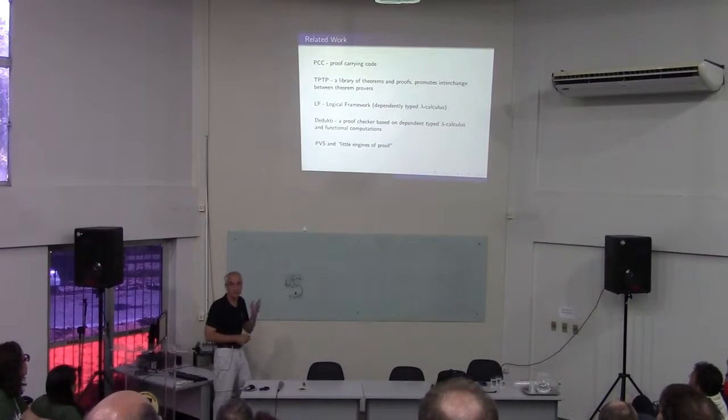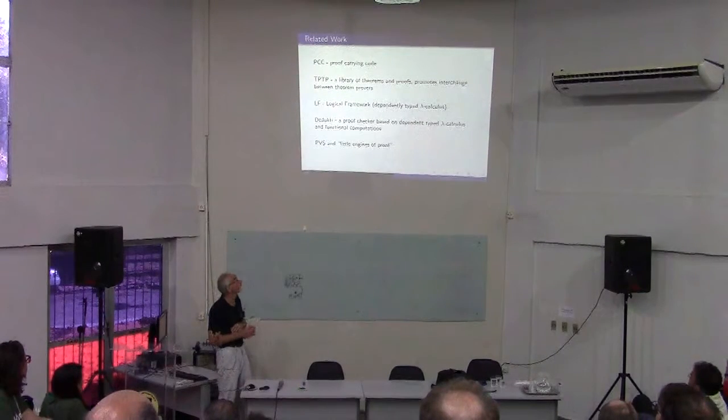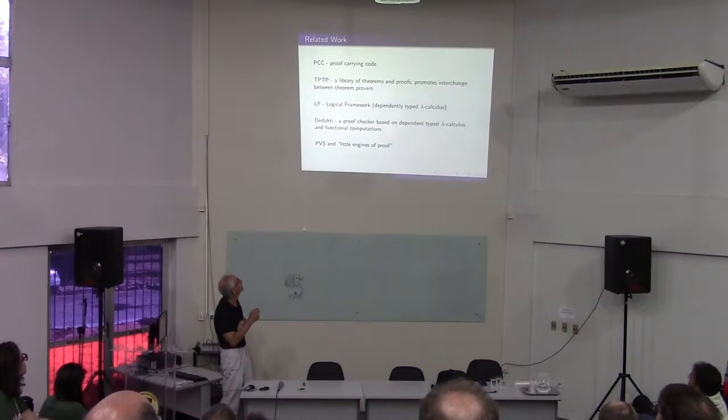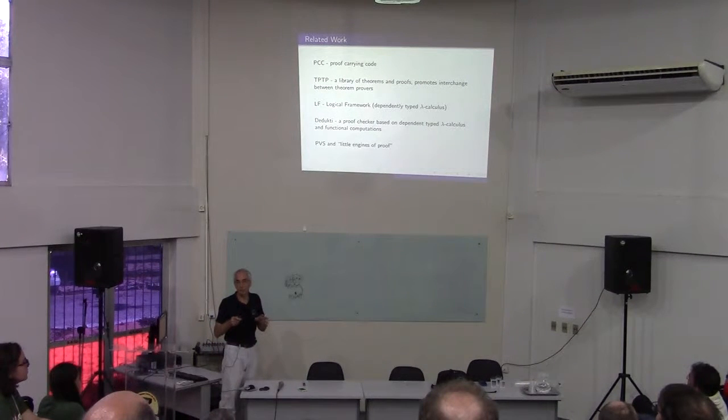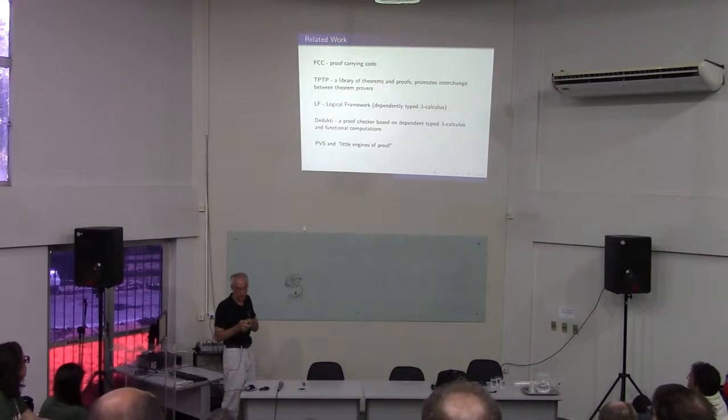Now sort of inspired a lot of thinking here. The example of oracle strings comes from that, from some of the papers in that early work. TPTP is a library that's promoting the interchange of theorems and proofs between provers, but there's no real understanding of how to do that for proofs. They allow for it, but it's not something actively checked. So maybe this could be plugged into that framework quickly.